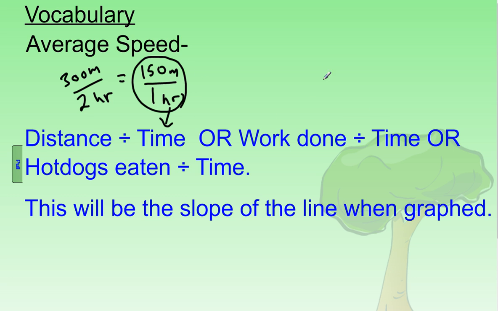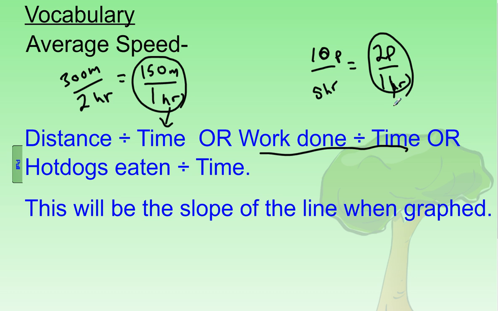Or if it's work done, if you're writing a paper, you can type 10 pages in, I don't know, 5 hours, whatever. 10 pages in 5 hours. If you would divide that, you get 2 pages in 1 hour. That is your average speed of doing your work. I mean, maybe 1 hour you wrote 3 pages, 1 hour you wrote 1 page, but on average, if you did 10 pages in 5 hours, your average was 2 pages an hour. Or even something stupid like hot dogs eaten over time. That would give you the average speed you ate hot dogs.